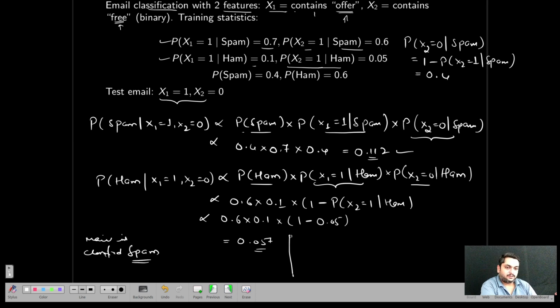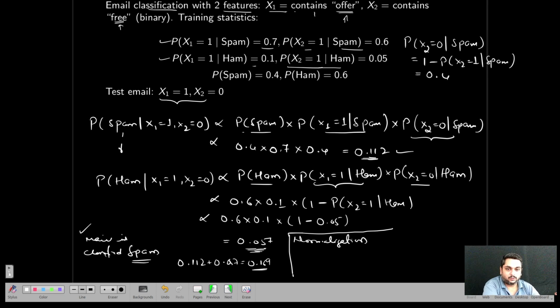If you observe, there is one more short concept here, normalization of this probability value. See, I got 0.057 and here 0.112. Whether or not I add them, we will not get any difference in the result. But if you see, the total sum of probability should be equal to 1. If we add them, I'll get 0.112 plus 0.057 equal to 0.169. This is not equal to 1. The sum of probability should be 1 because there are only two classes, spam and ham. So probability of this plus this should be equal to 1.